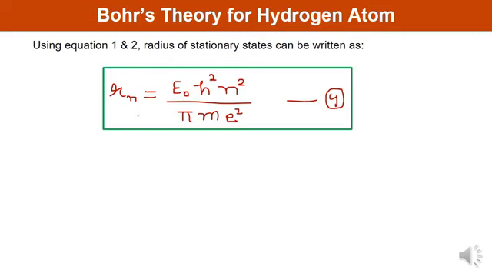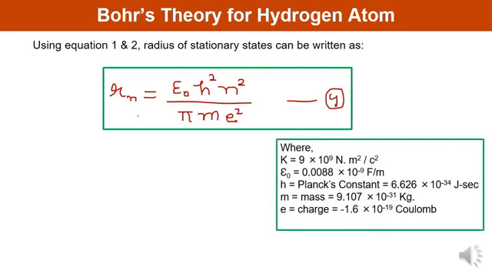rn is equal to epsilon naught h square n square upon pi m into e square, where the value of k is 9 into 10 raised to the power 9, epsilon naught is 8.854 into 10 raised to the power minus 12. h is the Planck's constant, 6.6 into 10 raised to the power minus 34. m is the mass, e is the charge. So you must remember the values of all these constants, because sometimes in numericals these values may not be given to you, but you have to utilize them while getting the final answer.